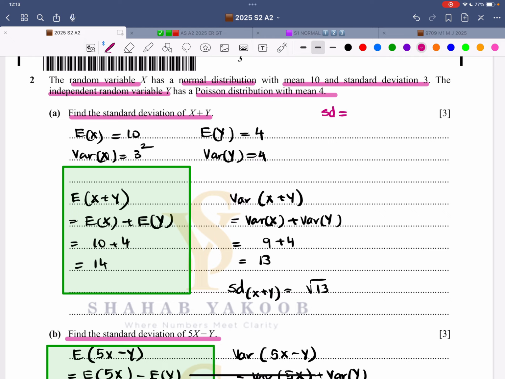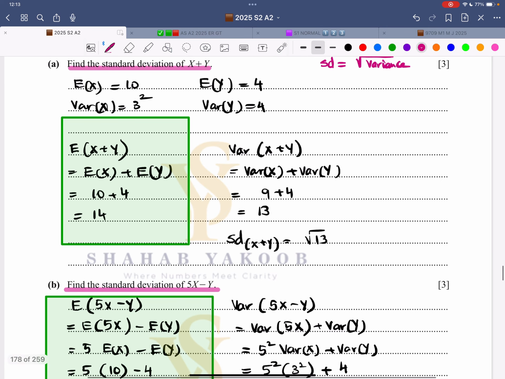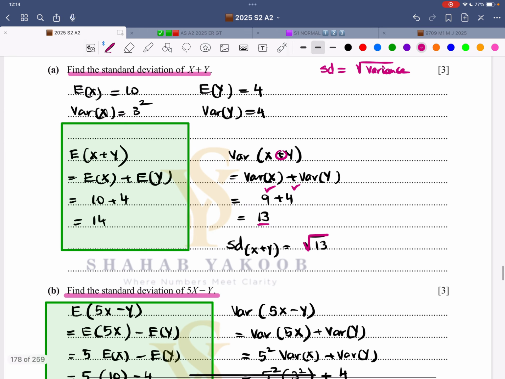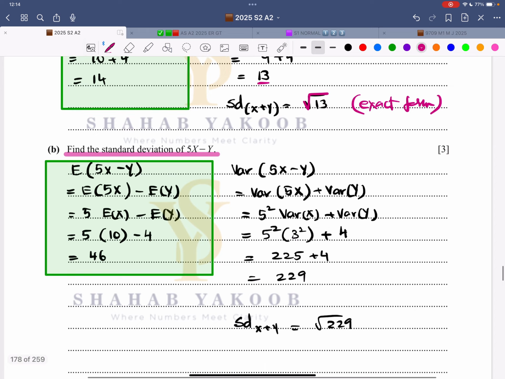We know that standard deviation is the square root of variance, but first, the formulas are for variance. So the variance of X plus Y is the variance of X plus the variance of Y, that is 13. The standard deviation is the square root. I would leave the answer in the exact form. No need of changing it into decimals unless otherwise stated.